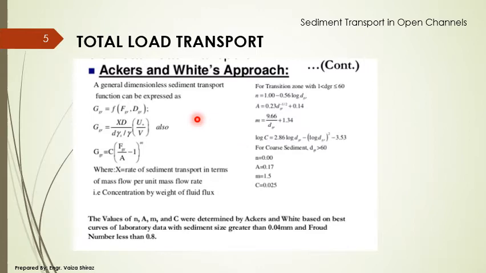Now further, if you simplify the factors, a general dimension of sediment transport function can be expressed as this, and these are the limitations for the equations and parameters considering different values of the factors. The values of n, A, m and C were determined by Ackers and White based upon the best fit curves of the laboratory data with the sediment sizes greater than 0.04 mm and Froude number less than 0.8.